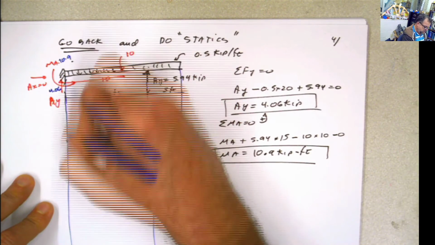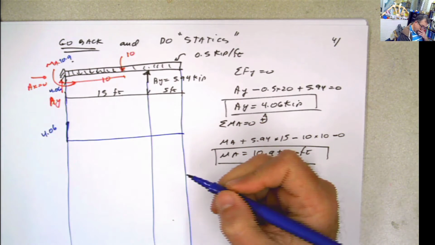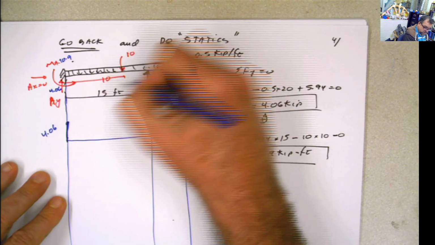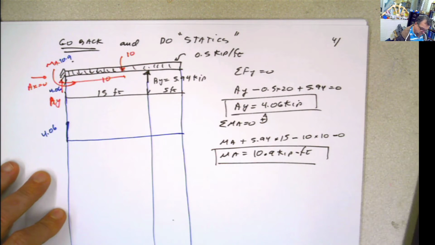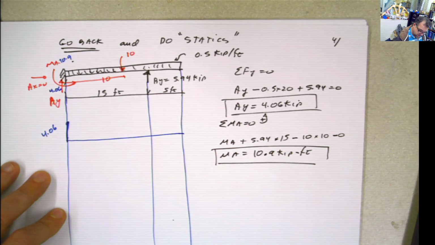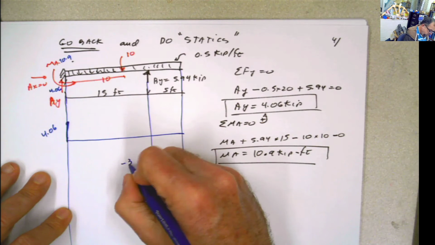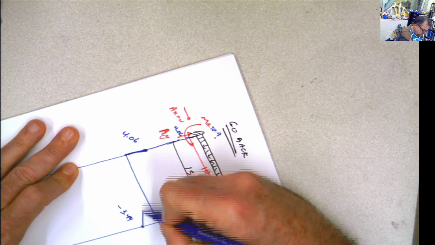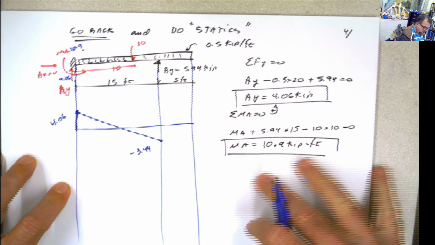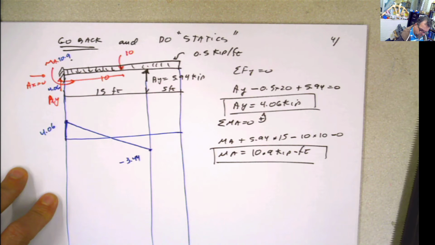You start with this point, you find this force here, 4.06, and then what happened? 4.06 minus this area, which is 15 times 0.5, so 4.06 minus 15 times 0.5 or 7.5 is negative 3.44. Straight line, straight line, straight line. And I find this one now that is gonna push it up, plus 5.94.